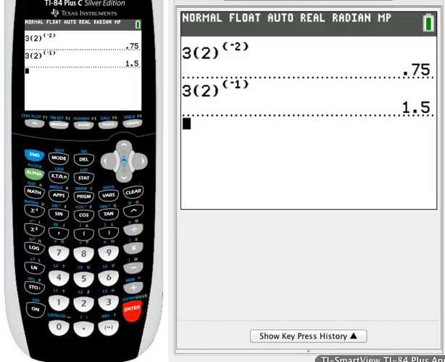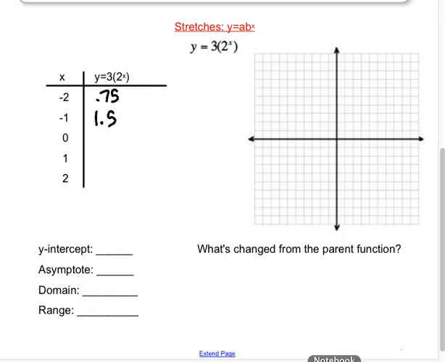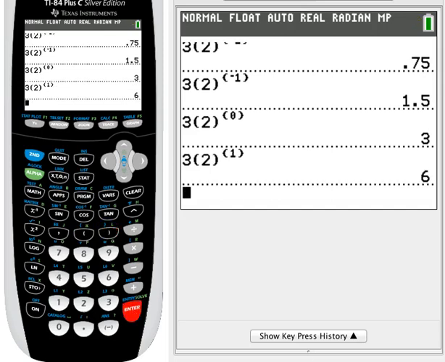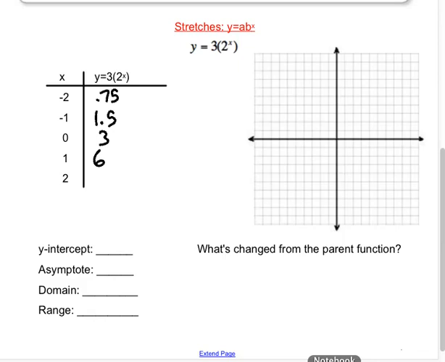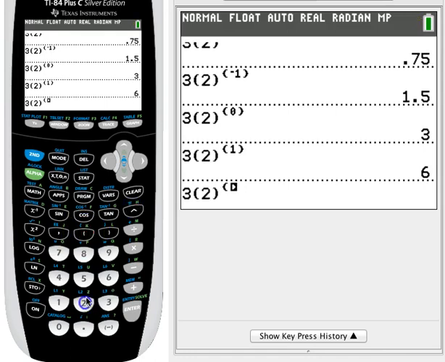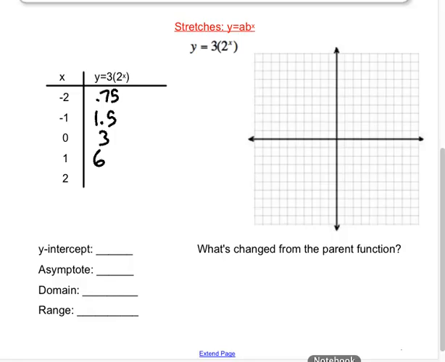What about to the 0 power? 3 times 2 to the 0 power gives me 3. The first power gives me 6. And the second power gives me 12. So when you have a stretch, don't forget, just incorporate that into the table, okay?